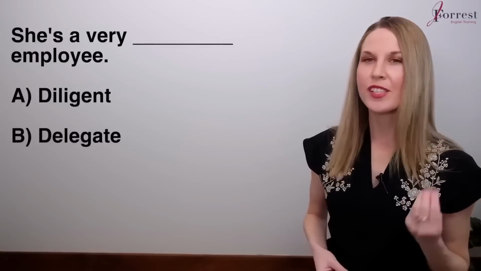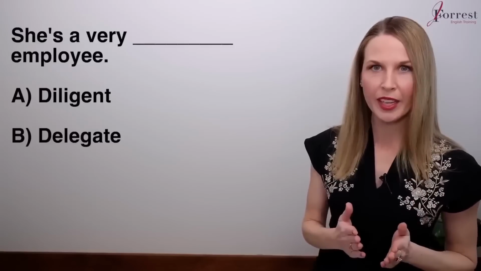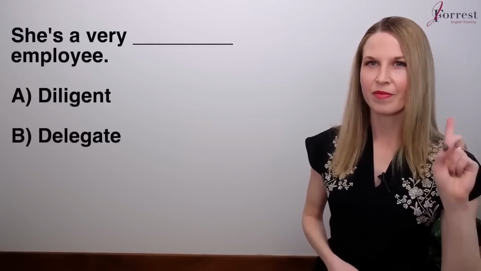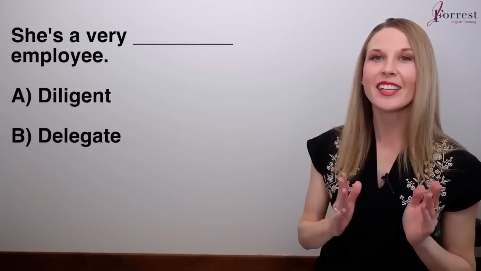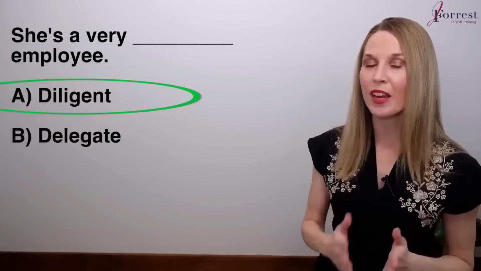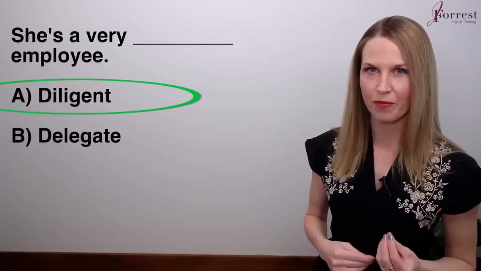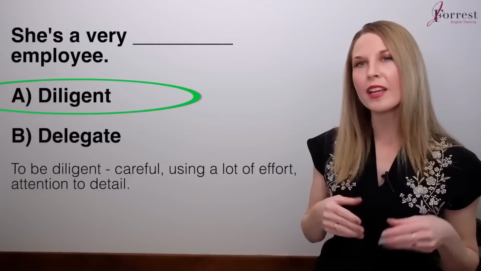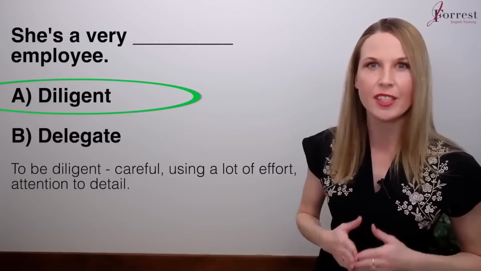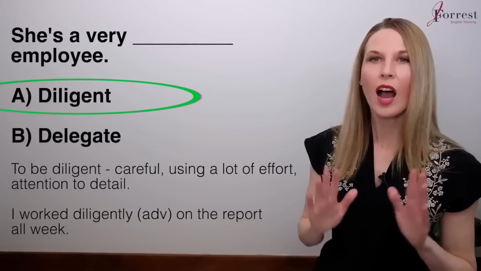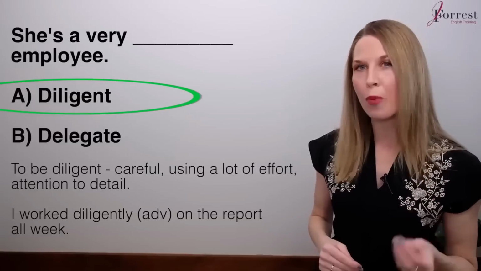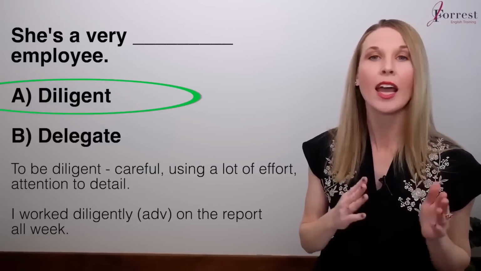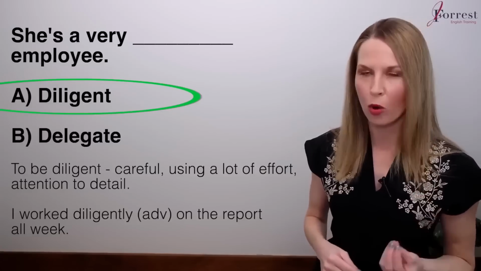Question 2. She's a very employee. Option 1, option 2. The correct answer is A, diligent. She's a very diligent employee. To be diligent, this means to be careful or using a lot of effort and attention to detail. For example, I worked diligently on the report all week. So notice in this case, it's an adverb, diligently. I worked diligently on the report all week.